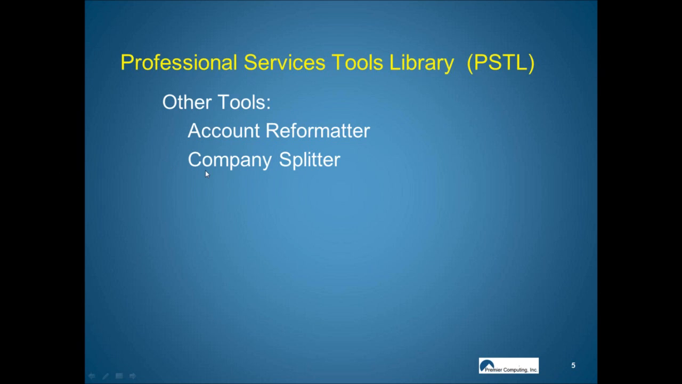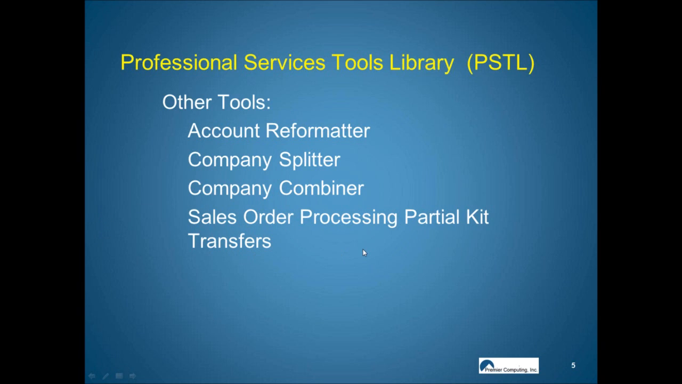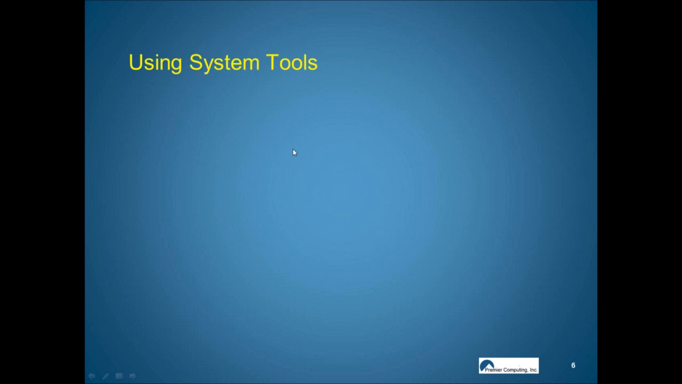Microsoft Business Solutions also offers a company splitter tool where the process of splitting off part of a business entity is necessary. So we can take, based upon categories inside GP, and split that information off into a separate database. Or if you're combining companies, you can use what they call the company combiner, and consolidate two companies into a single company. Those tools, in addition to sales order processing partial kit transfers and sales order processing lot overrides, can be purchased from Microsoft Professional Services business entity.